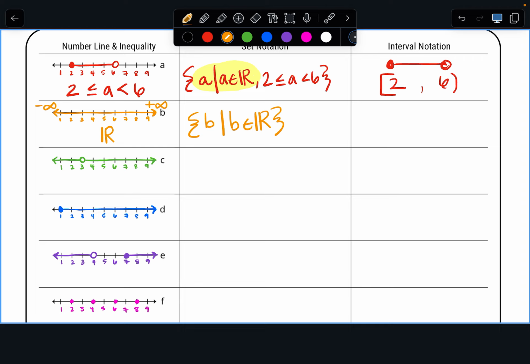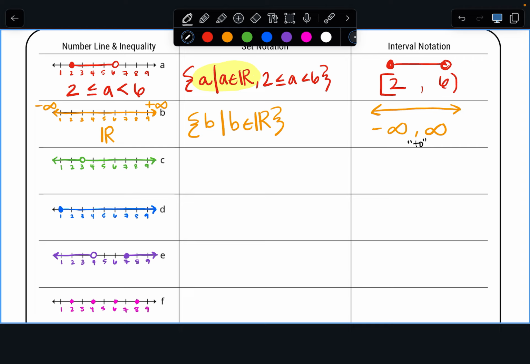Now, thinking about what this number line looks like. It goes all the way out left, right. So it's going from negative infinity to positive infinity. And what I like to usually say is this comma is kind of like you saying the word to. So negative infinity to positive infinity. 2 to 6. Kind of like your spacer.